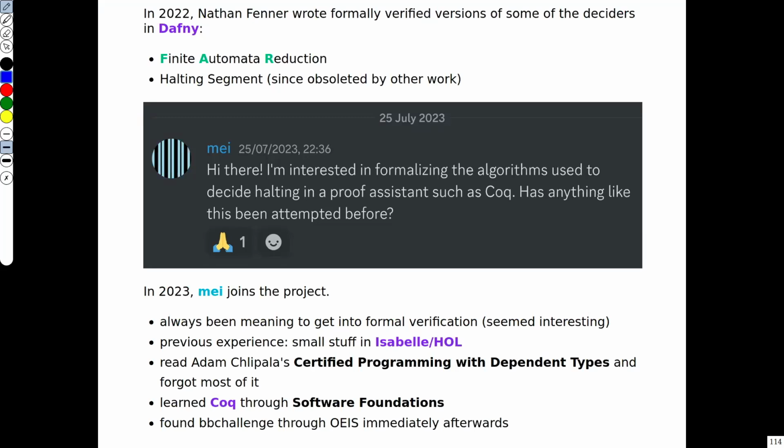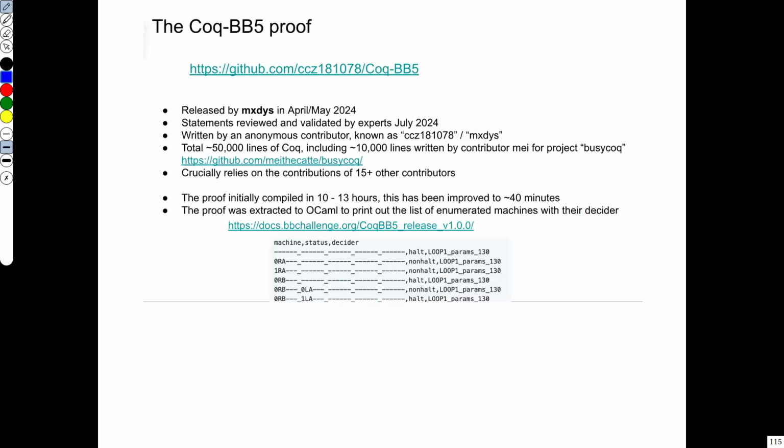But something very surprising happened, something that again happened in the context of a collaborative project where everyone could join. In April of last year, someone that had never talked in our community, called mxdys, joined and said, I've solved the problem, here's the Coq proof. Well, it was almost solved. Their proof, I think, had 20 or so holdouts. I think it was about 80.